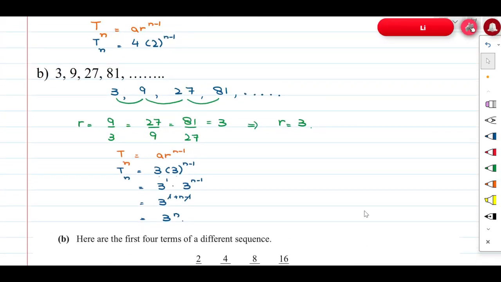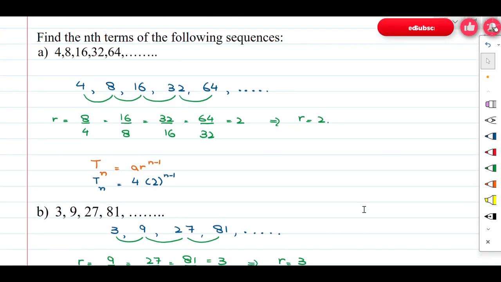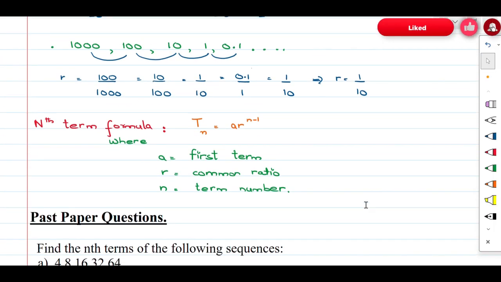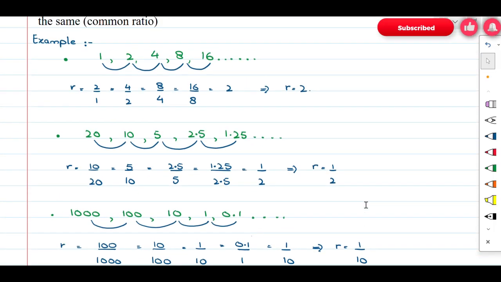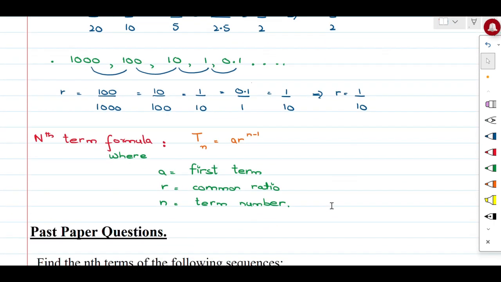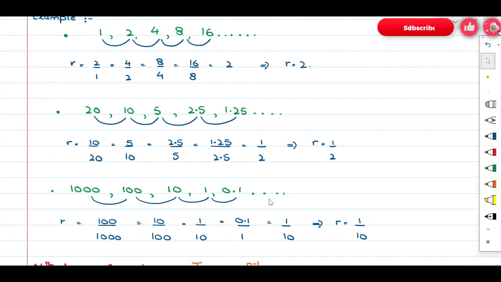I hope you understand the geometric sequence and exponential sequence. You can also name a geometric sequence an exponential sequence. It has a common ratio. So we have done the nth term formula, and how we figure out the nth term when the sequence is geometric or exponential, when it has a common ratio. I hope you understand it.